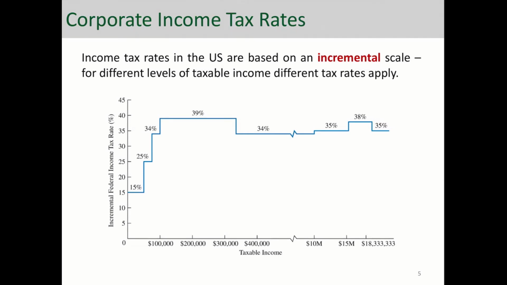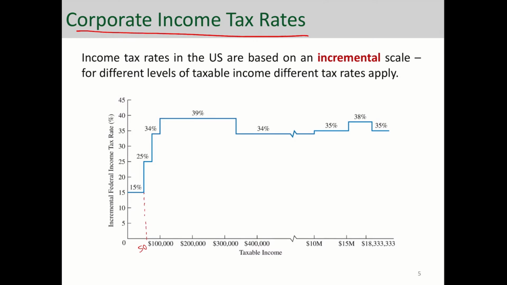Here we're going to look at corporate income tax rates, and in this graph what you can see is for each range of taxable income, the income tax rate is shown. So for example, for taxable income from $0 to $50,000, the federal income tax rate is 15%. Meaning that if your taxable income is within that range, 15% of that will be paid as federal income tax.